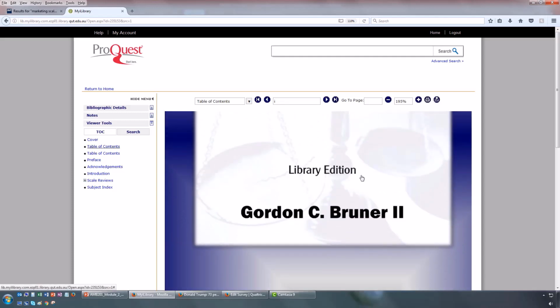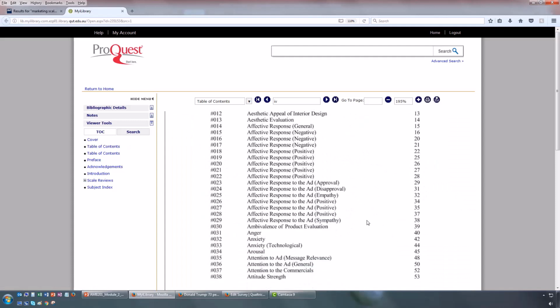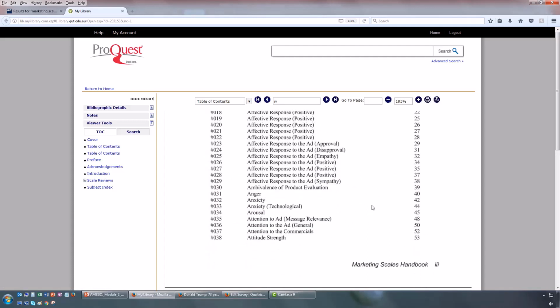If we click on the table of contents, there are actually thousands of these scales across all of these handbooks. So we might be interested in a measurement of anger or a measurement of anxiety or anxiety with technology. We might be interested in attitude towards commercials and how people have measured that in the past. We would hope to use those same scales that they've used so that we can start to make comparisons, and critique whether their research is appropriate and whether it applies in the context that we're looking at.